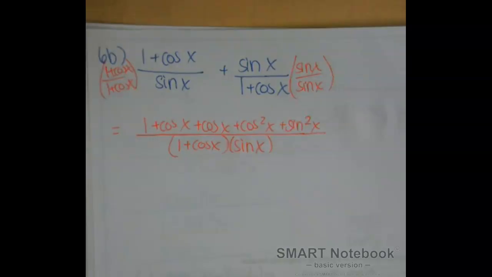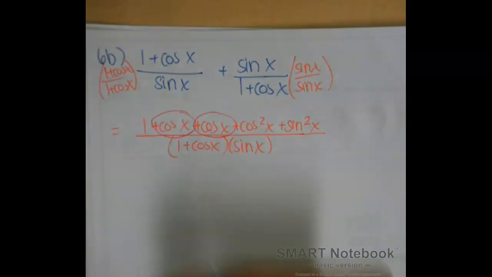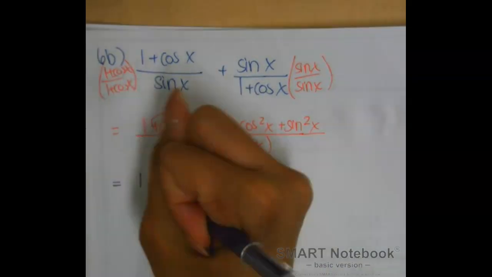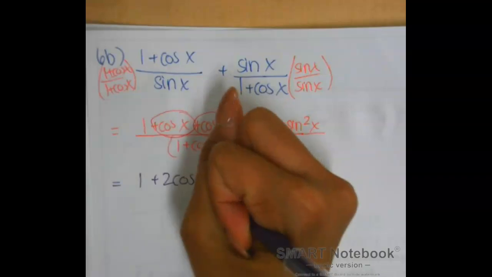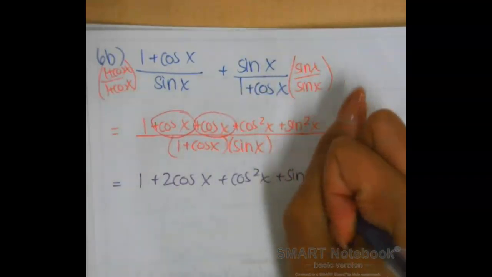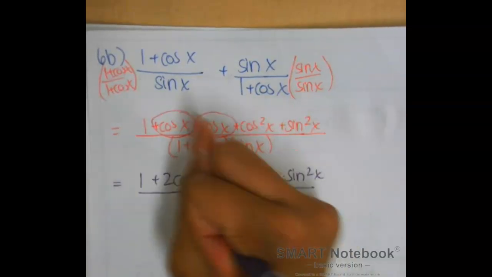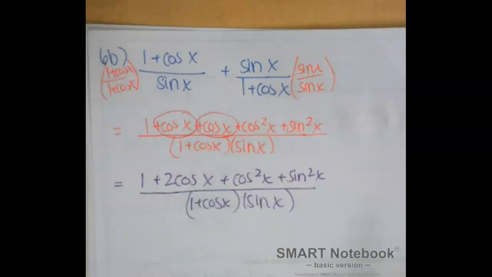Take a second and look at it, guys. What do you notice? Is there anything I can combine? Is there anything I can try to replace? The cosine x. Okay, so the cosine x here and the cosine x here I can combine. What is that going to turn into, Eurydia? 2 cosine x plus cosine squared x plus sine squared x all over 1 plus cosine x and sine x.